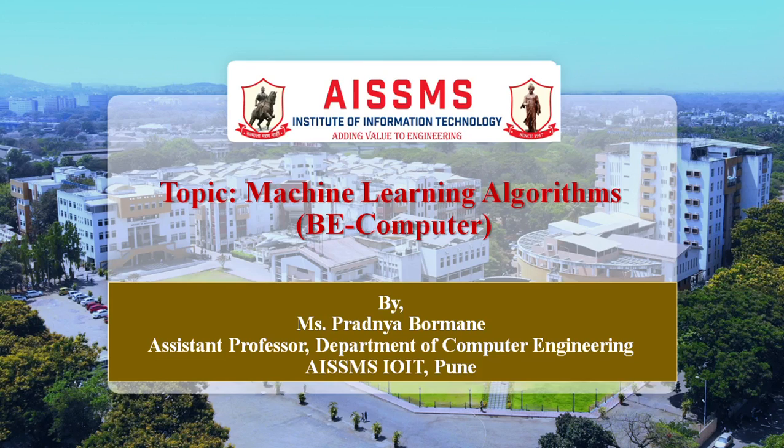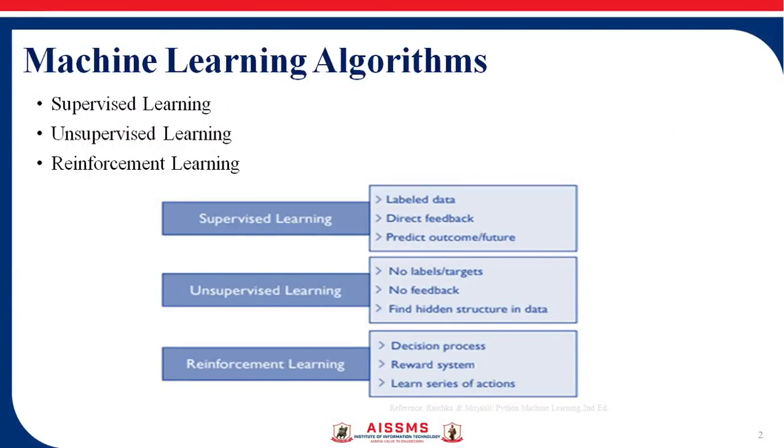In machine learning, we have around four algorithms. One is supervised learning, second is unsupervised learning, third is semi-supervised, and fourth is reinforcement learning. What all these types of machine learning algorithms are, we'll explain one by one. First is supervised learning.